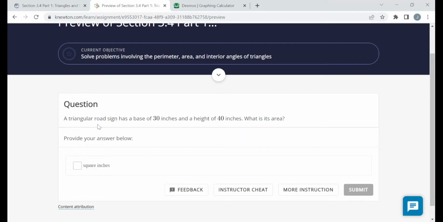So a triangular road sign has a base of 30 inches and a height of 40 inches. What is the area? Now, area is in square units, square feet, square inches. You see how they have the word square inches written here? We just have to put the number for the area. But area is in square units.